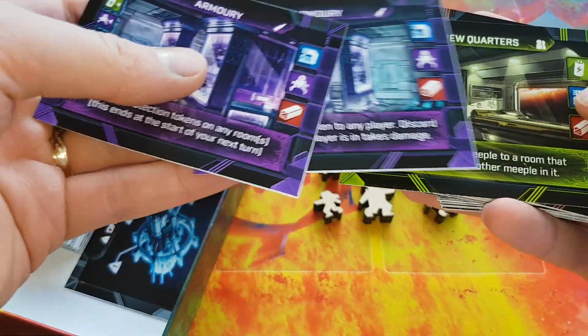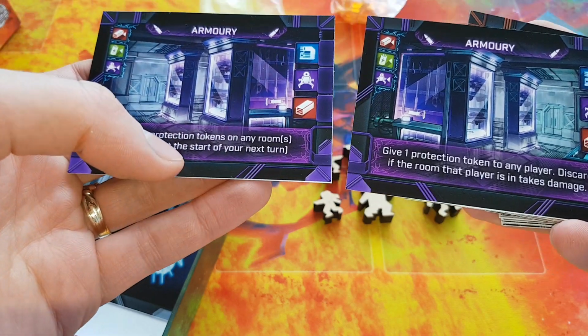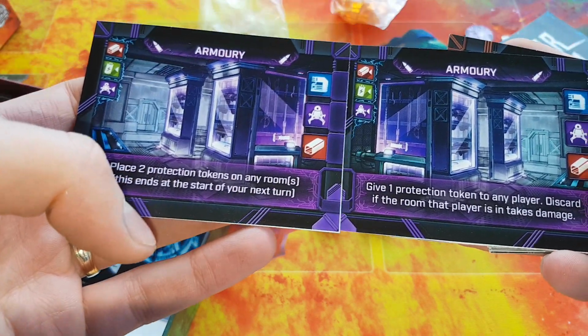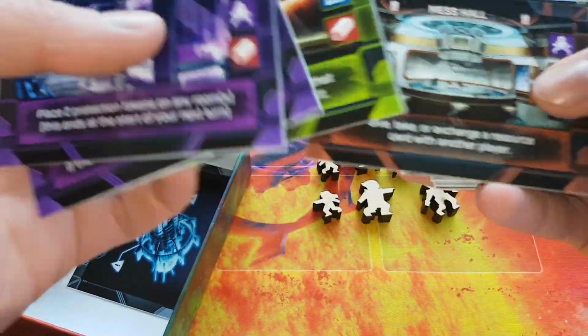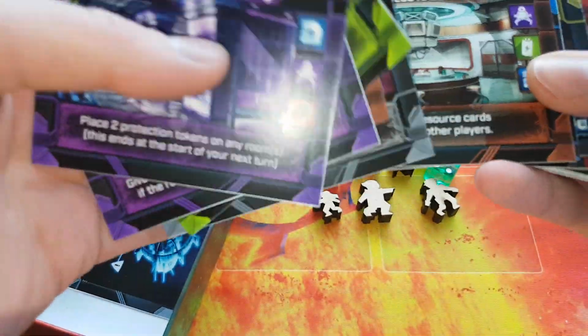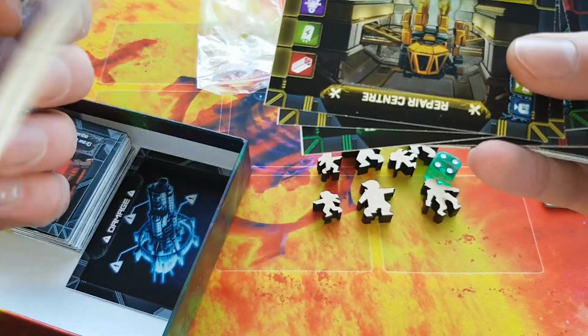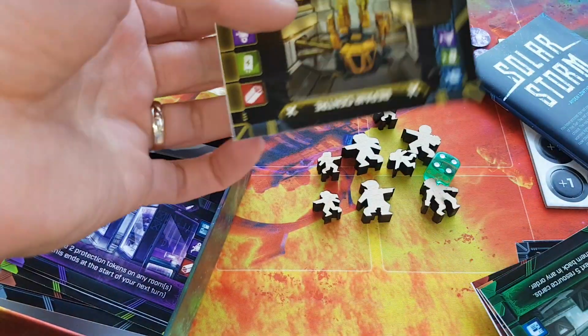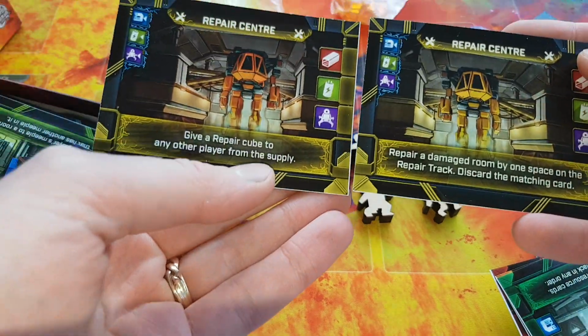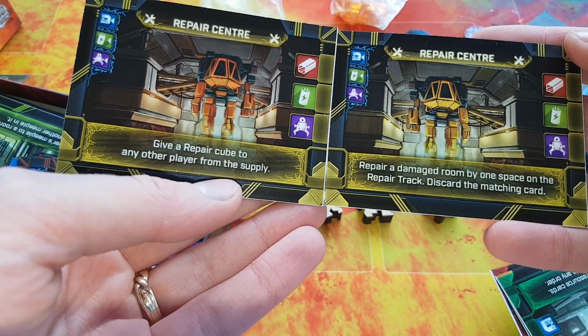People are asking for extra or different art. Unfortunately, we didn't have time to do that. All we've done is flip them and change the colour slightly on them, so it's easier to find them if you're looking for a difference. A good example is probably the repair centre. So there you go.